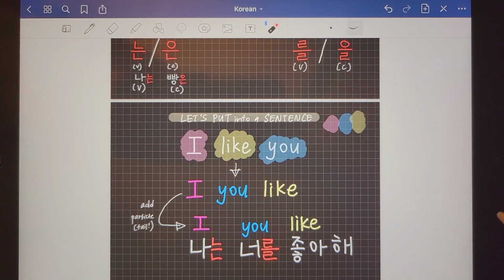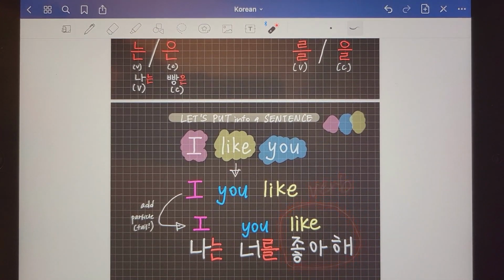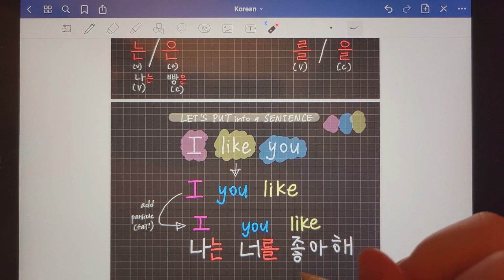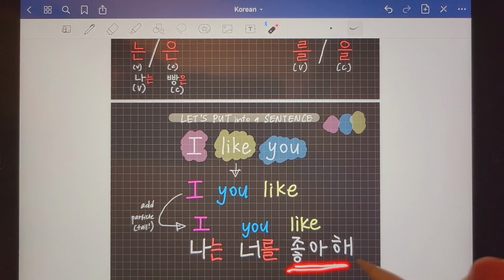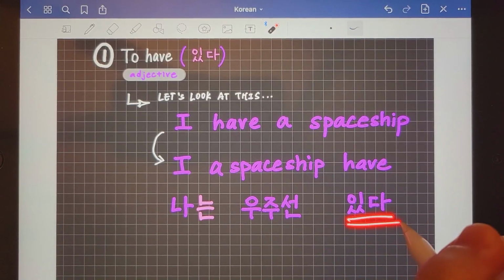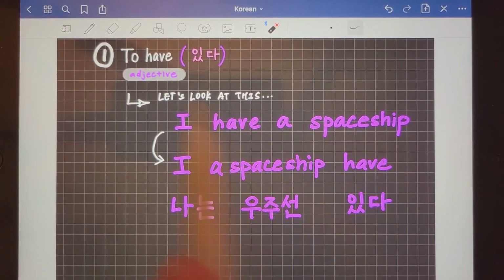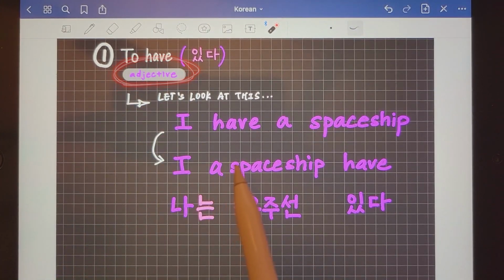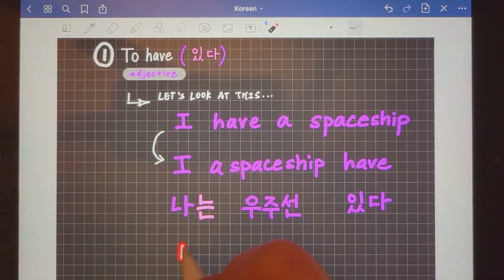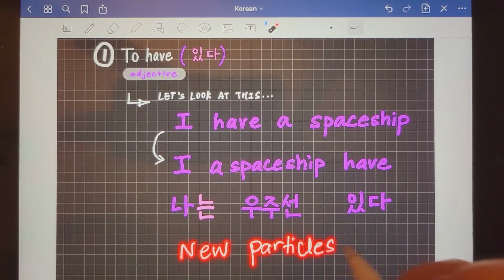Like we did down below in the sentence, I like you. Like, though, is a verb. And what did we establish have is? Have is an adjective. So if like is able to use these two particles, then what does 있다, which is not a verb but an adjective, use? Well, that's a great question because it's gonna be a new particle that we are introducing.